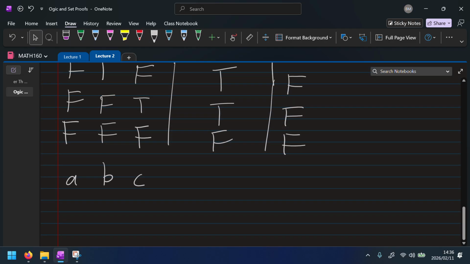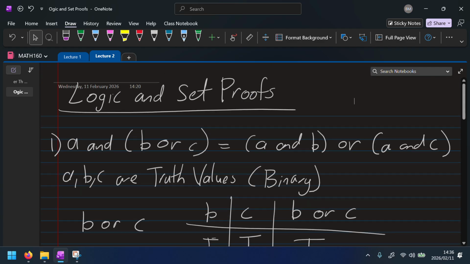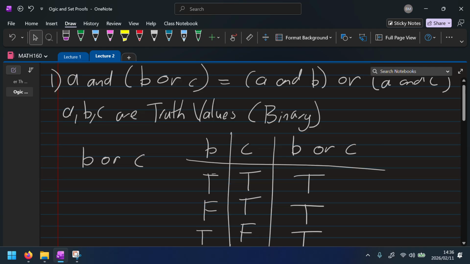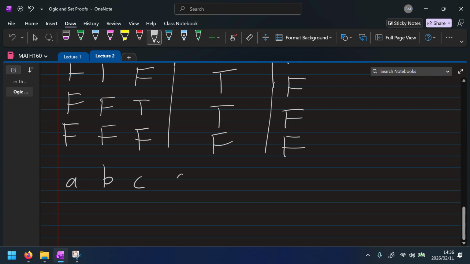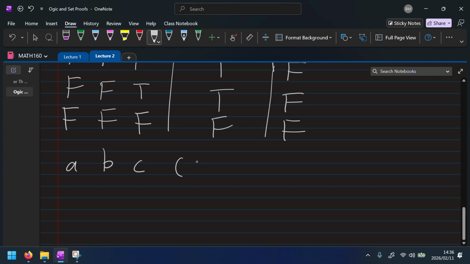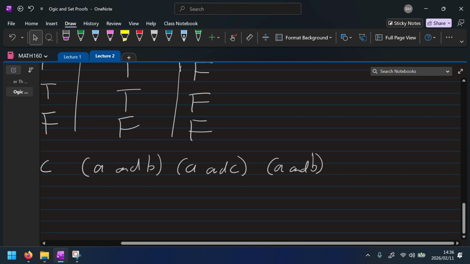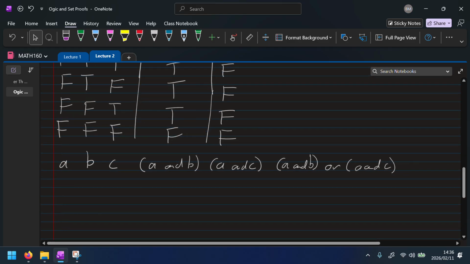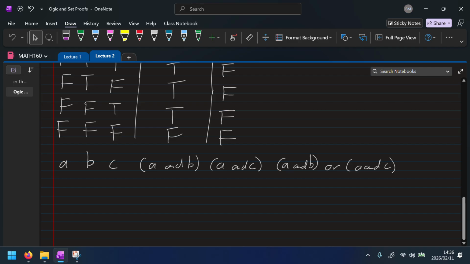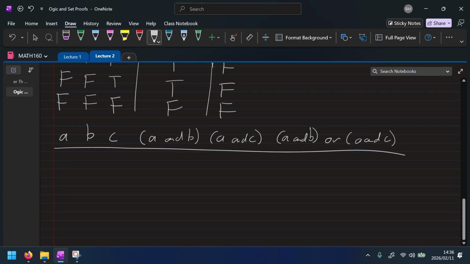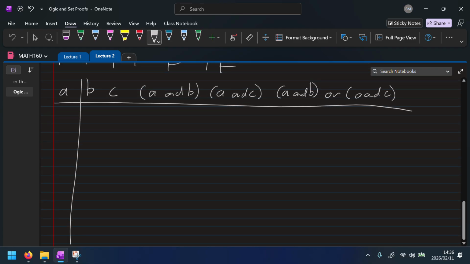Okay, so we have A, B, C. The first thing we need is A and B, and then A and C, and then the combination. So it looks like a lot, but it's quite easy to fill in once you've set it up. So we have A and B, A and C, and then finally the whole thing. Okay, so that's all of the columns. Of course you're going to write it out neater than this. Then let's put in our columns.